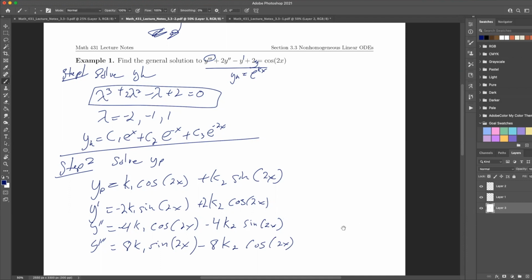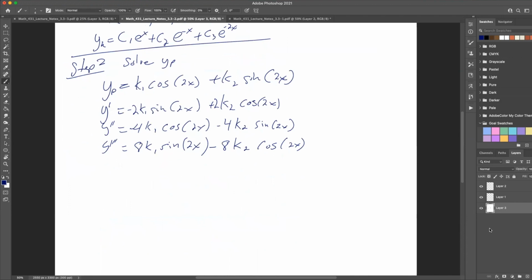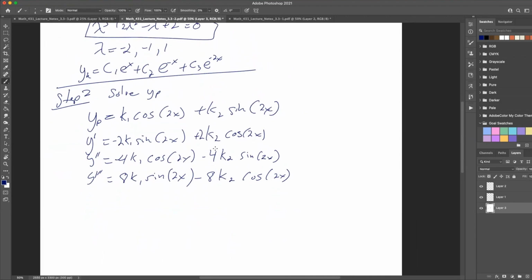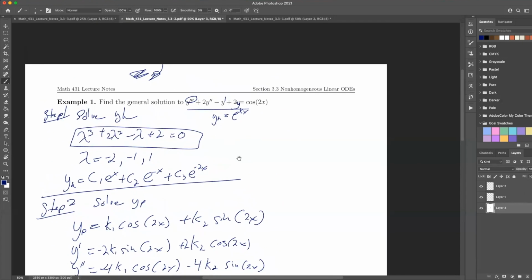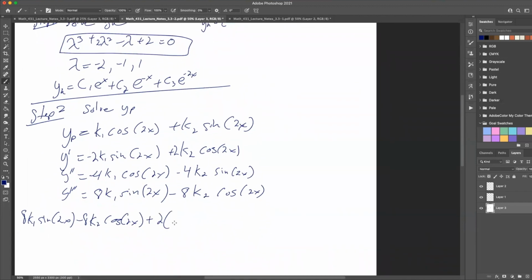Yes. Okay, I'm just double checking. Okay, so once we have all these, we plug all this into here. So I'll have 8k1 sine of 2x minus 8k2 cosine of 2x plus 2 times minus 4k1 cosine of 2x minus 4k2 sine of 2x.